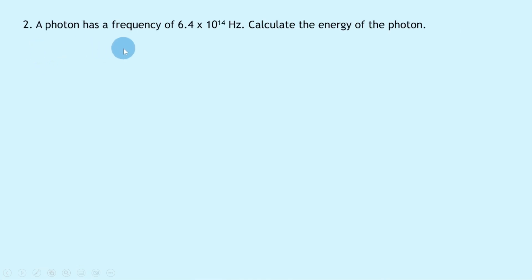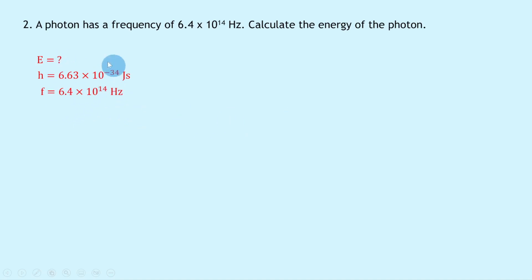Question 2 says a photon has a frequency of 6.4 times 10 to the 14 Hz. Calculate the energy of the photon. Well, writing down what we know from the question, we're trying to find the energy E. We know that Planck's constant h is 6.63 times 10 to the minus 34 joule seconds, and remember that's on the data sheet. And then the frequency f is 6.4 times 10 to the 14 Hz.